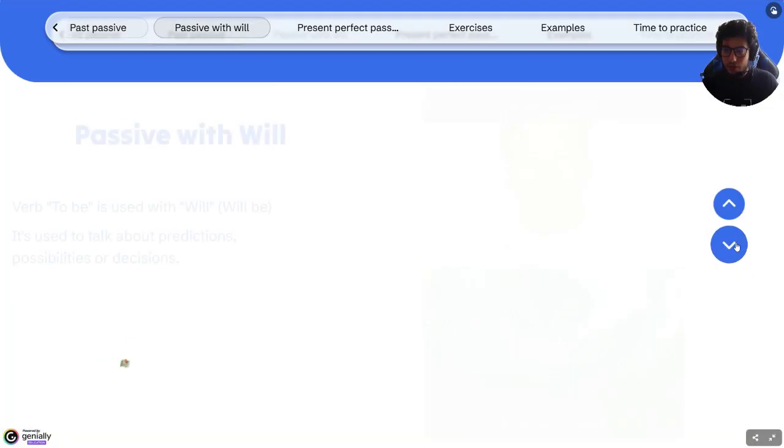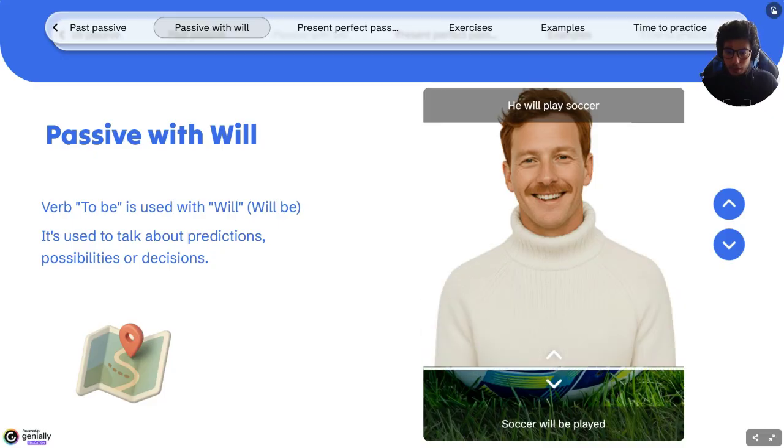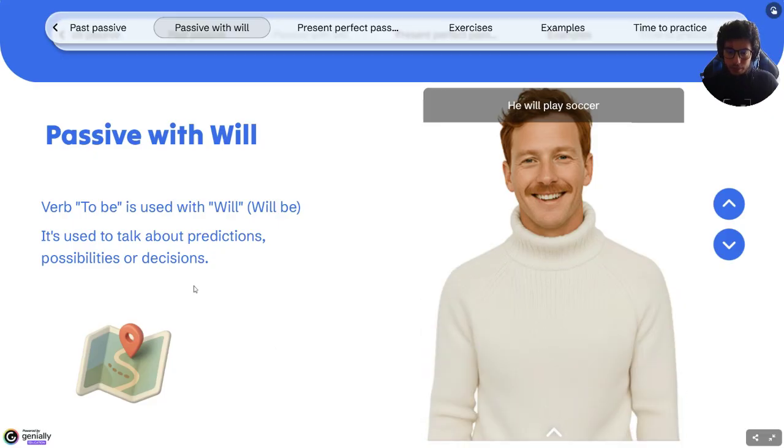Okay, let's continue. So then we're gonna use the passive voice with will. So it's pretty much the same. We're gonna use will with the verb to be. That means that we're gonna always say will be. In this case, there is no other conjugation. Then we're gonna say that it's used to talk about predictions, possibilities, or decisions, like a usual will structure.